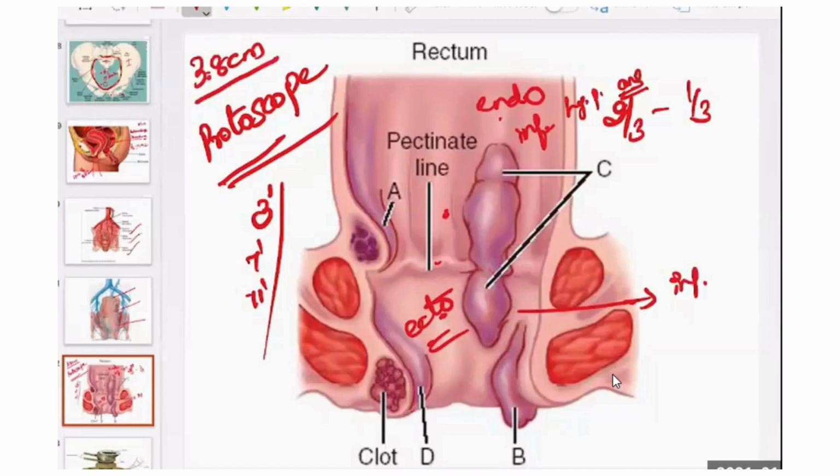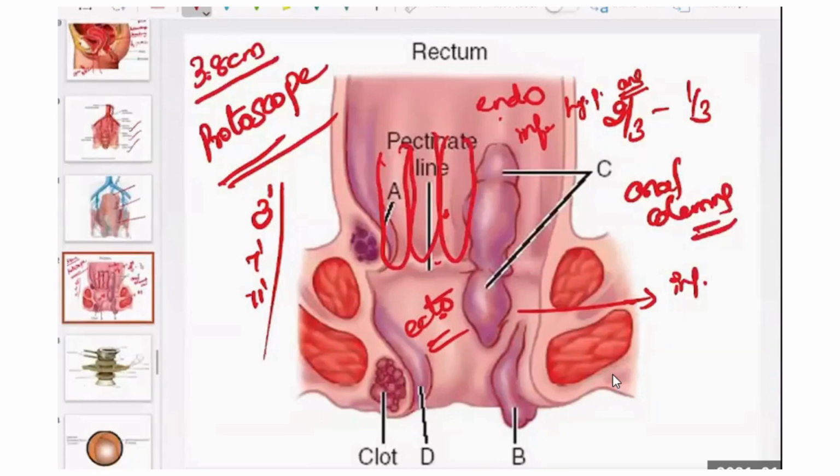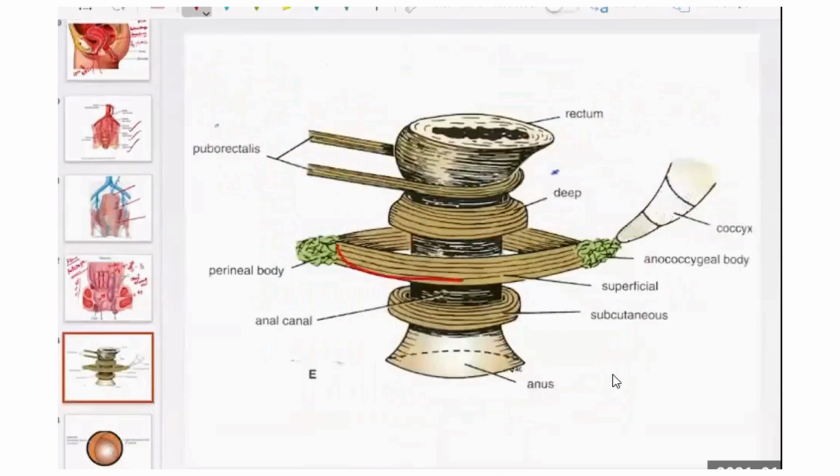Now you see the interior, you get some columns here, right? This is called the anal column. We call it the anal column. What is the anorectal ring? Already I told you. It is formed by, see this? This is called the anorectal ring. It is formed by the first muscle. What is this muscle?